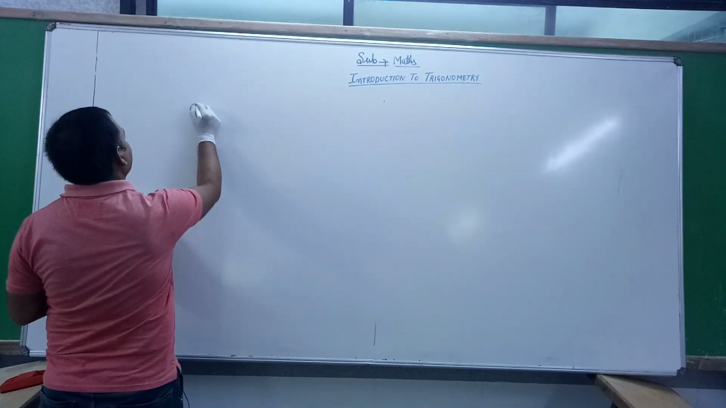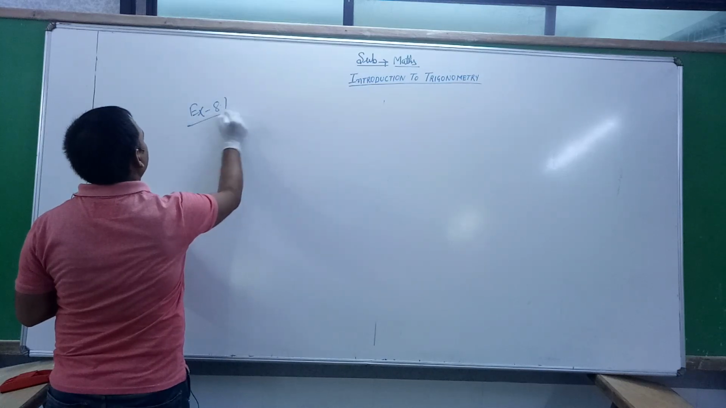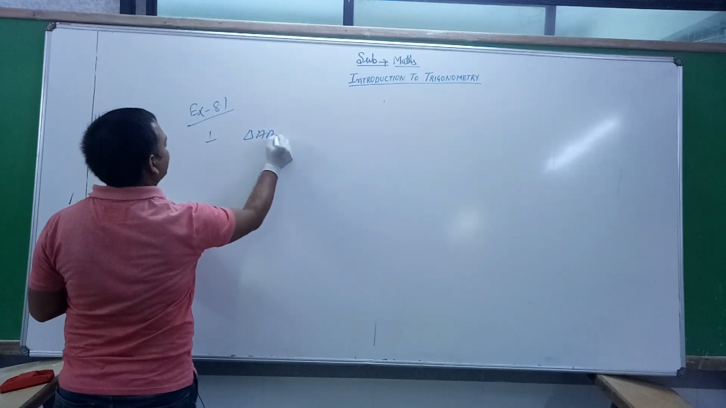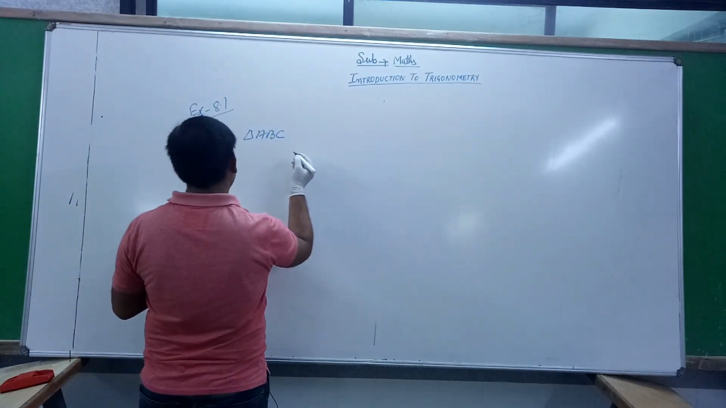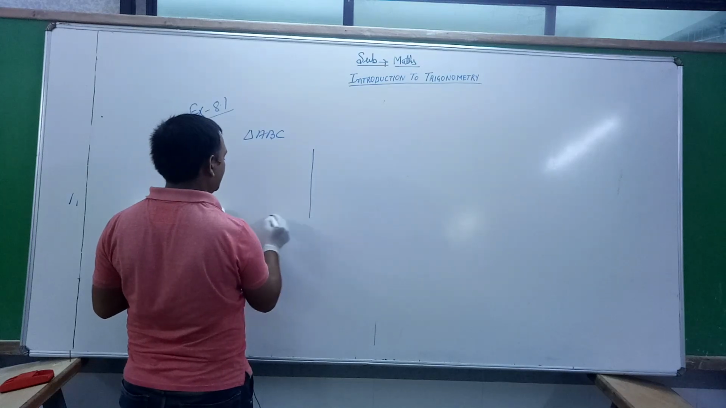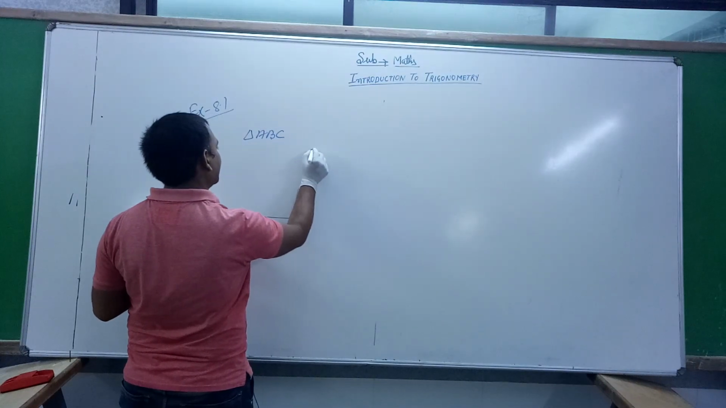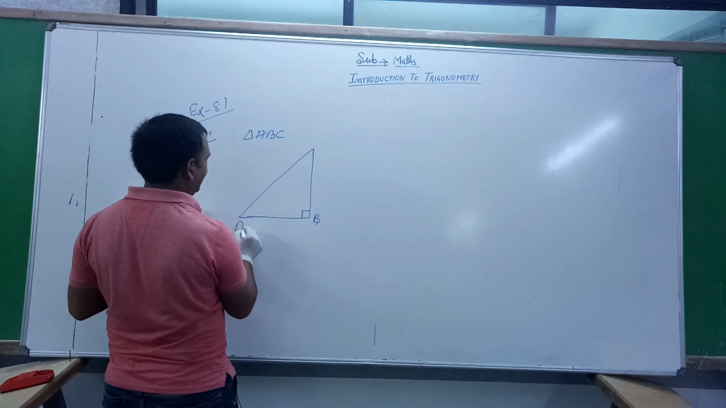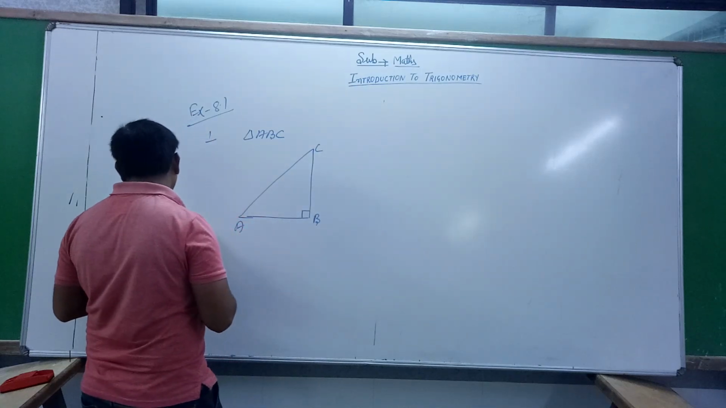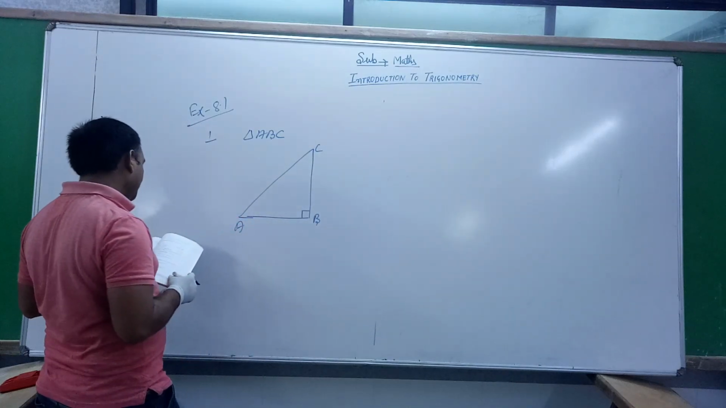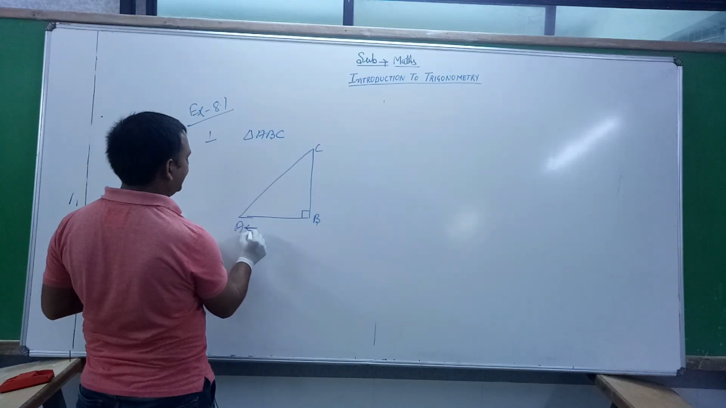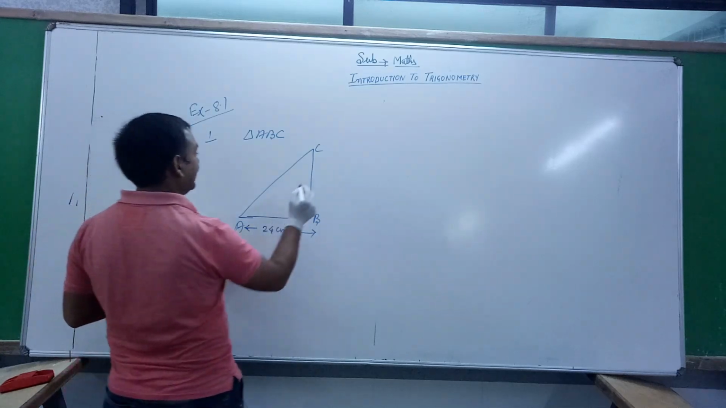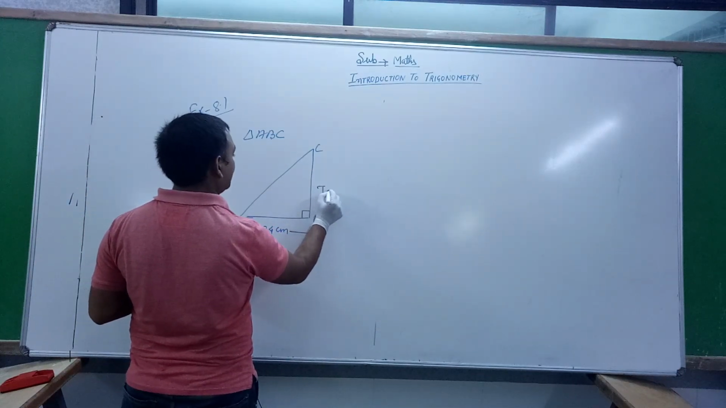Exercise 8.1, question number first: in triangle ABC, right angled at B, you draw the triangle. This is the triangle ABC, right angled at the point B. Here is the point B, this is A, this is C. Here AB is given, that is equal to 24 centimeter. And the second side BC is also given, it is 7 centimeter.